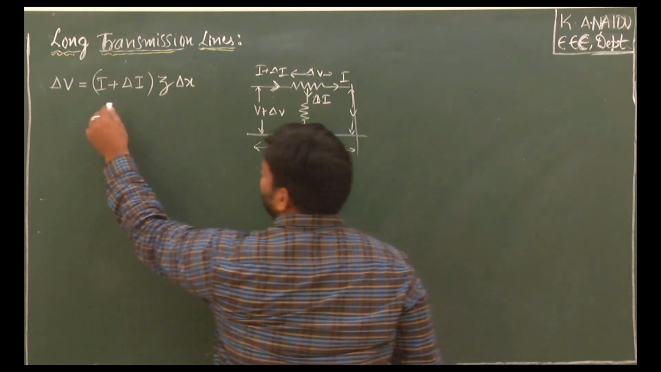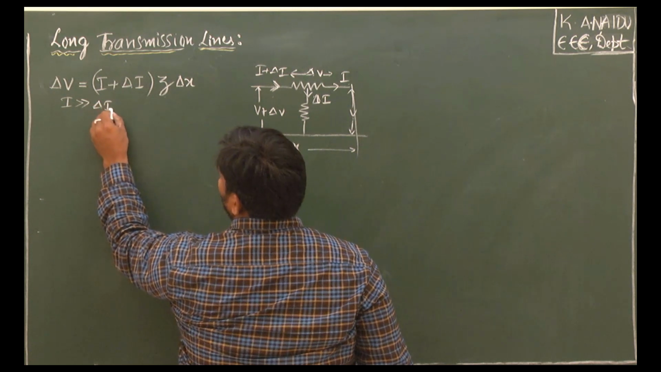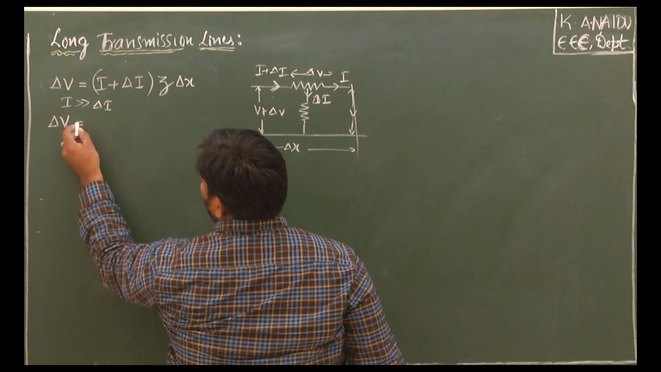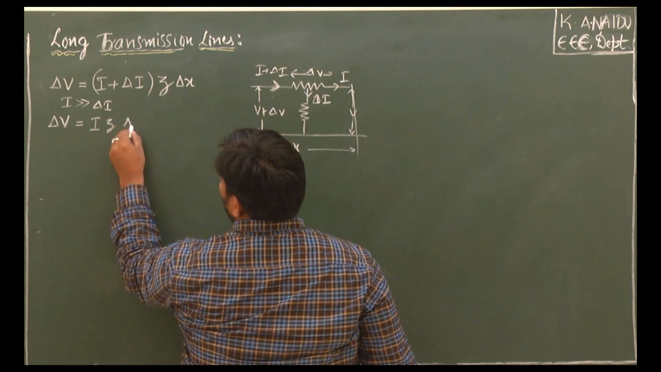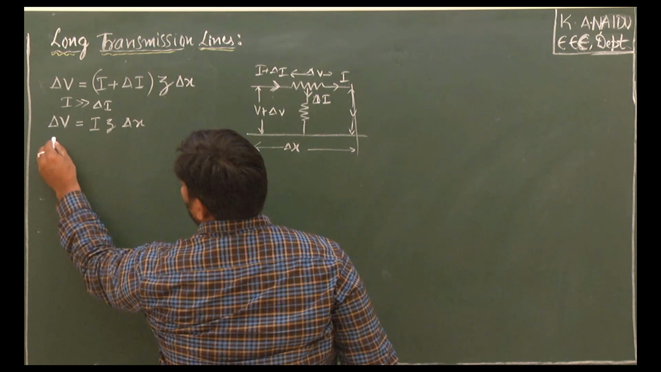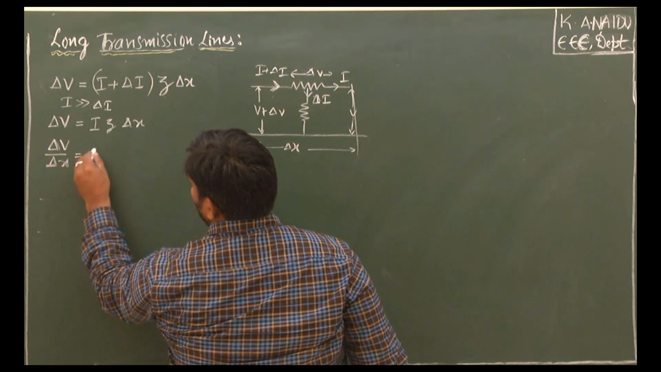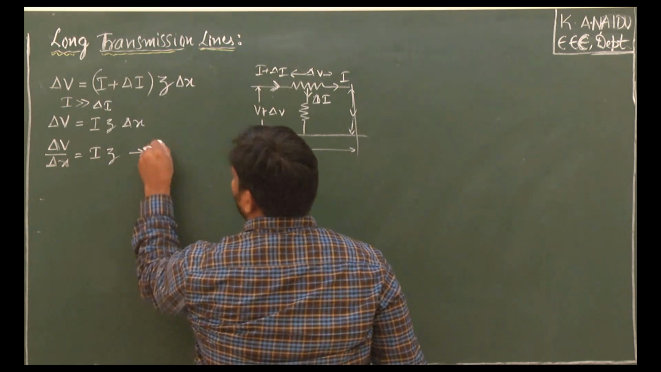And here I is very much large when compared with delta I, therefore you can neglect delta I in I plus delta I, and you can write delta V is equal to I into Z into delta x. Or you can also write delta V upon delta x is equal to I into Z. Let us take this as equation number 1.